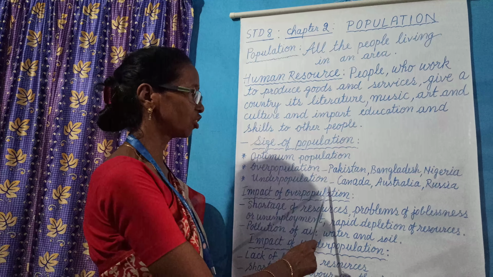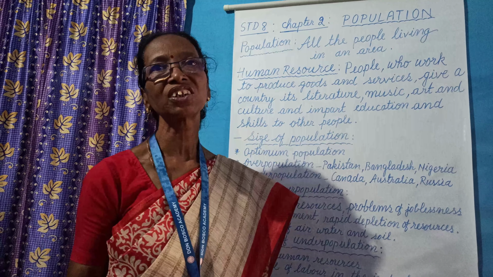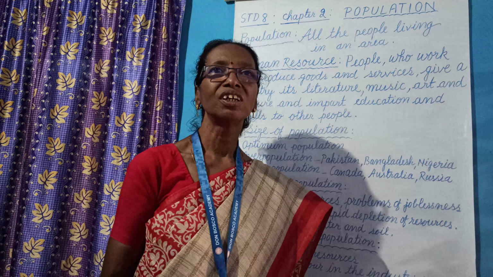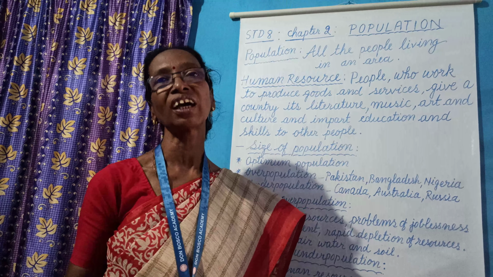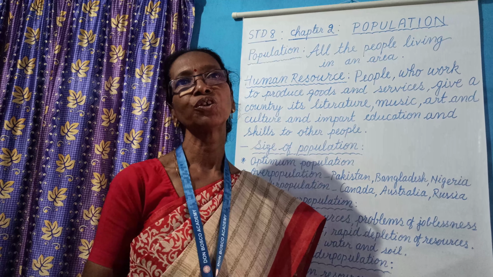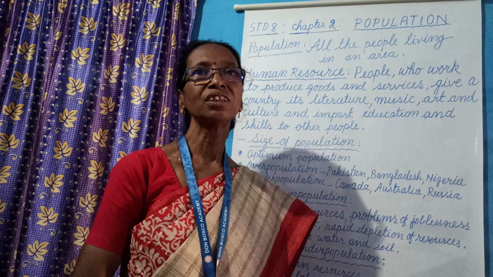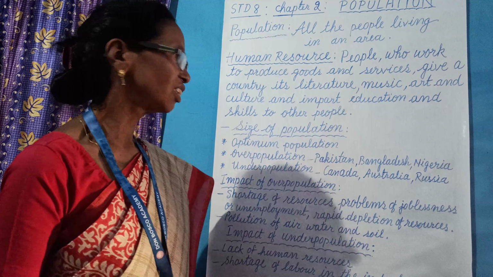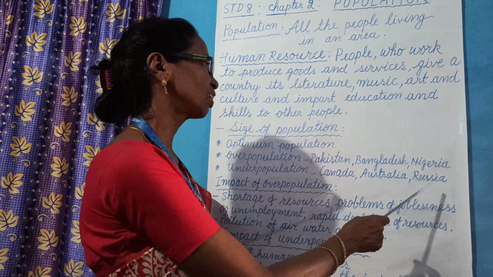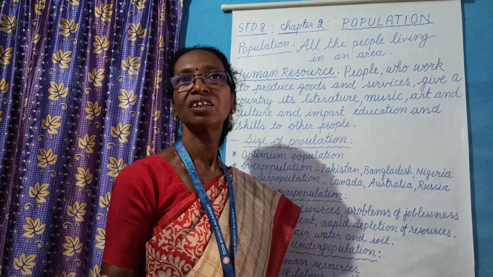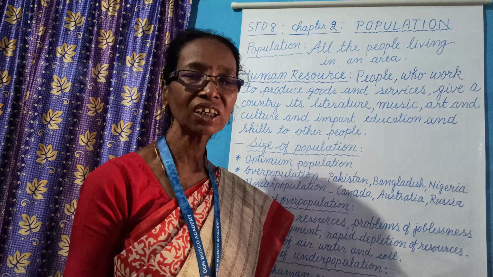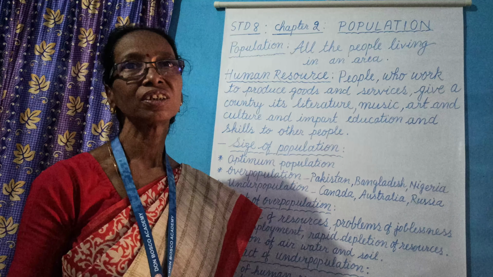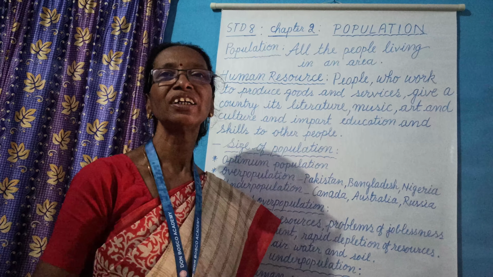Next is the underpopulation. It is a condition of population where there is very less population and where there is a large amount of natural resources. So the natural resources cannot be utilized. The people are few, or there is less population, and therefore the varieties of natural resources are not being utilized. And this type of countries are Canada, Australia and Russia, where there are large natural resources, or natural resources are available in abundance, but the people are less, and those resources cannot be utilized because of less population.